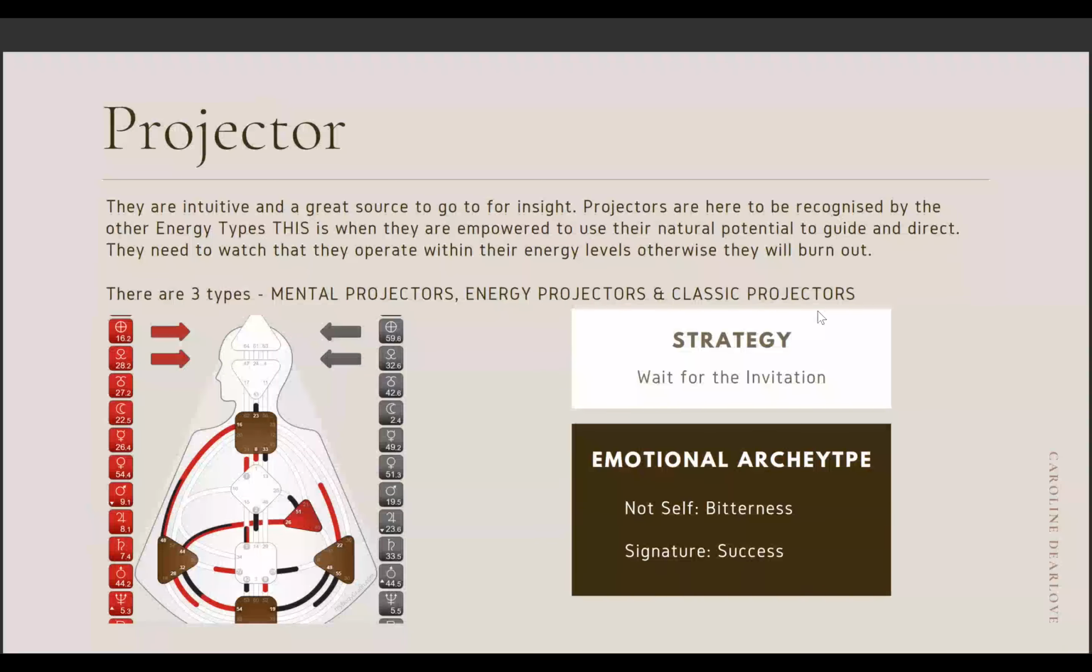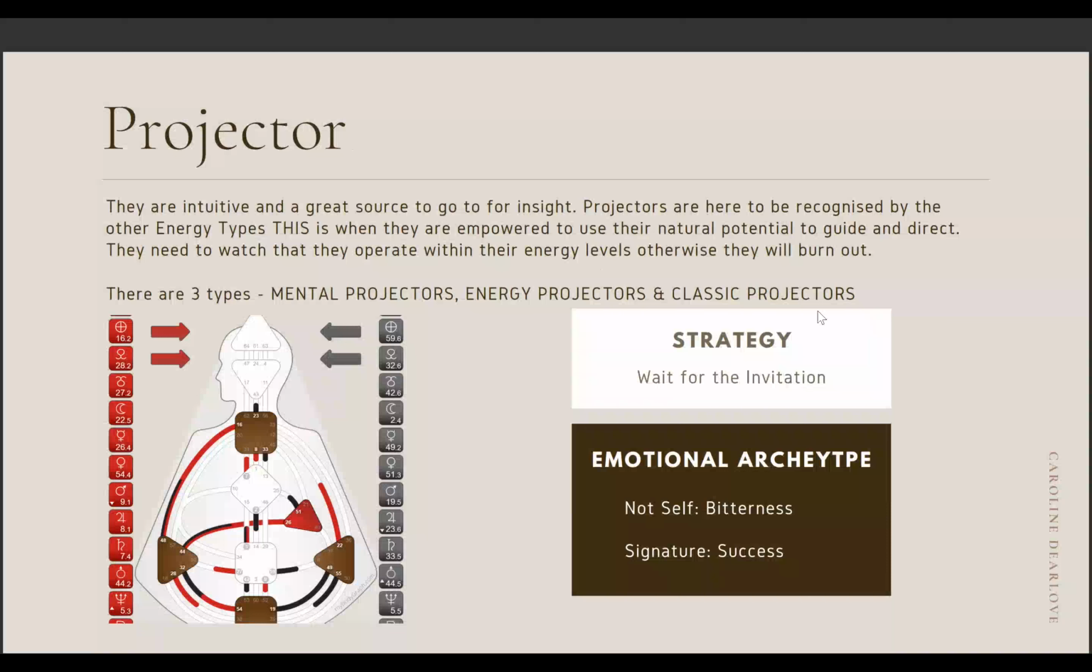Projectors. Projectors are intuitive and they are a great source for insight. Projectors are here to be recognized by other energy types. And this is when they are empowered to use their natural potential to guide and direct.